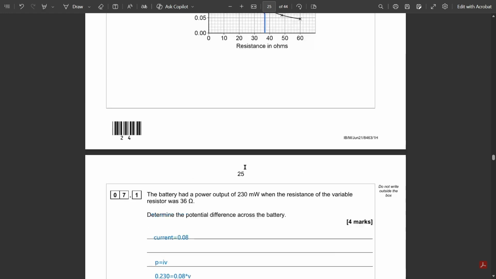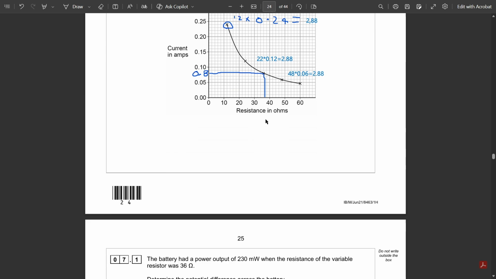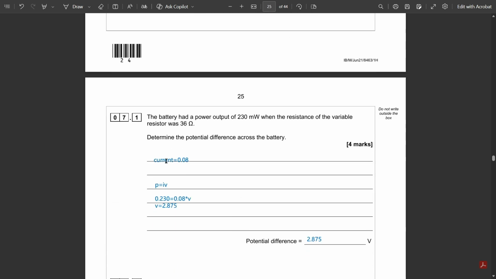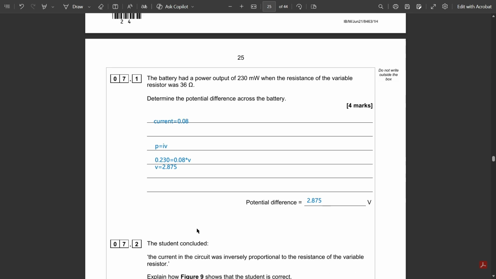Well, get the current using the graph and the resistance, and to work out the potential difference, we simply use the formula P equals IV. Plug in the power, convert it into proper watts, use the current you got from the graph, and just rearrange for voltage, and you get a voltage of 2.875 volts.